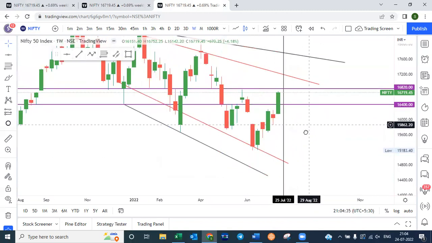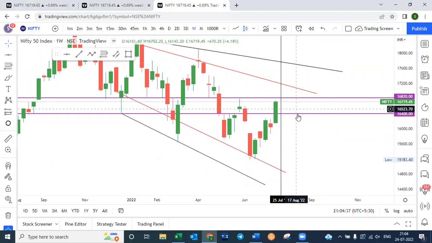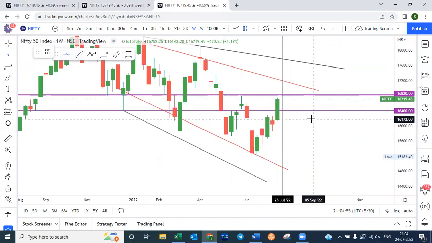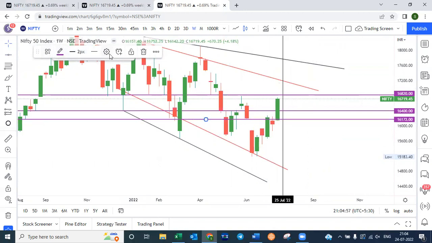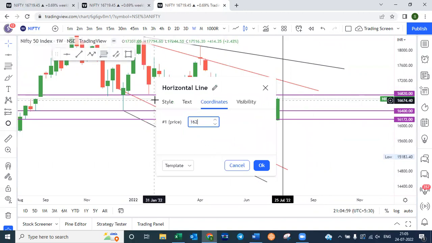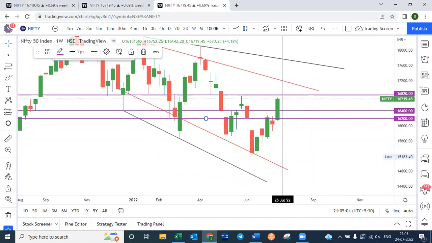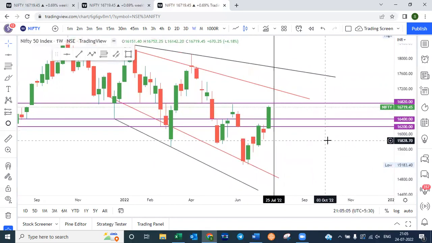Okay. So my support point, my next point is also drawn. I would also see one more level, in case this also breaks, where does it go to? So if this also breaks, I'm going to look for this particular level, which is 16,205, or I will say 16,200. So I'll look for 16,200. Excellent. So these are the levels that I've drawn.